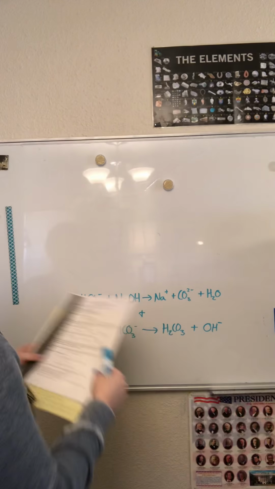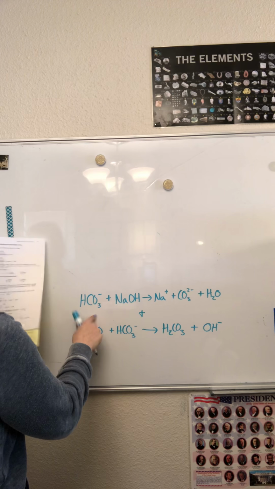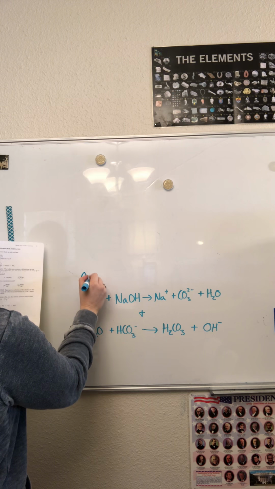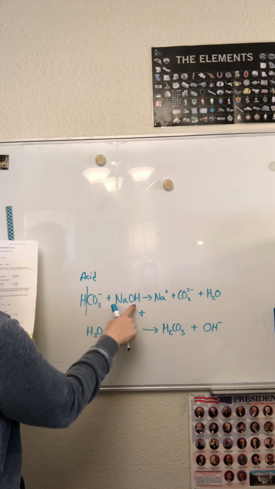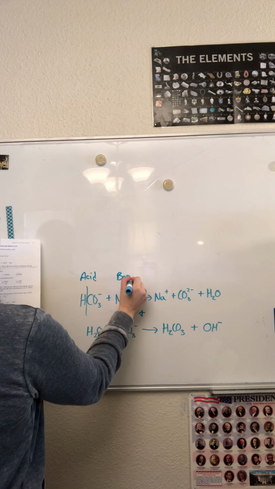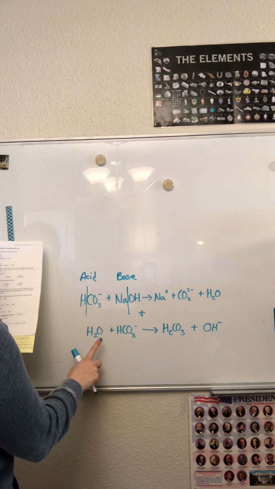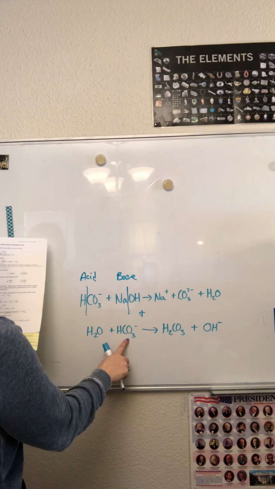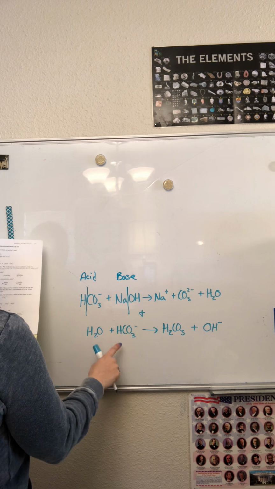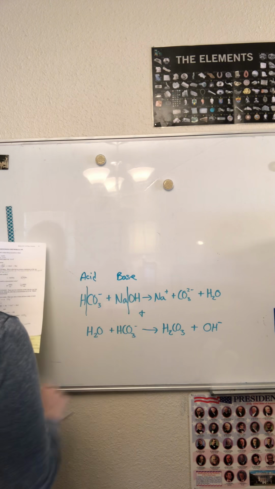So if we do that, really quick, I'm going to look at the first one. I'm going to draw a line. I can see that this is going to be the acid because it's going to give up its H, and this is an OH right here, which signals to me that this is a base. Okay? Now down here, I'm going to take a look. This one's not the same as this. It doesn't have the OH to signify that it's a base.